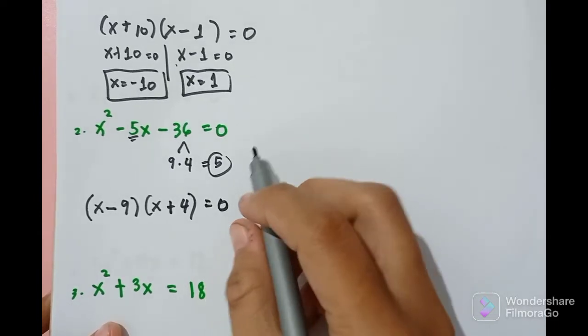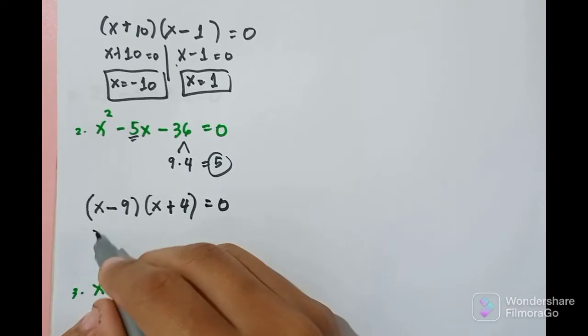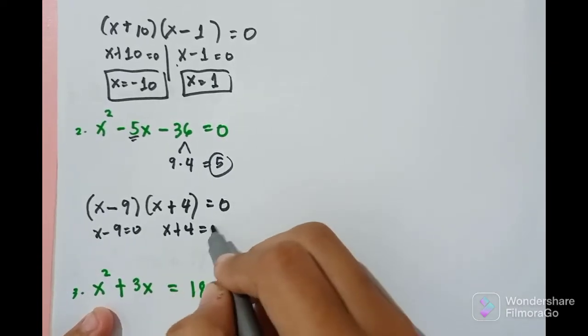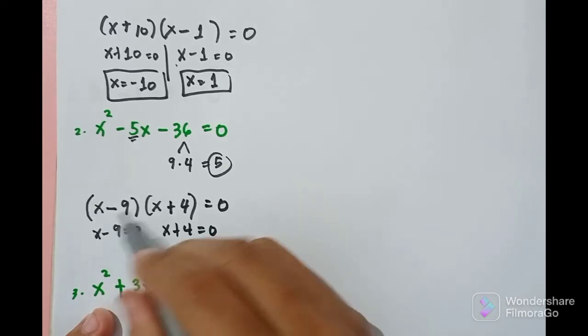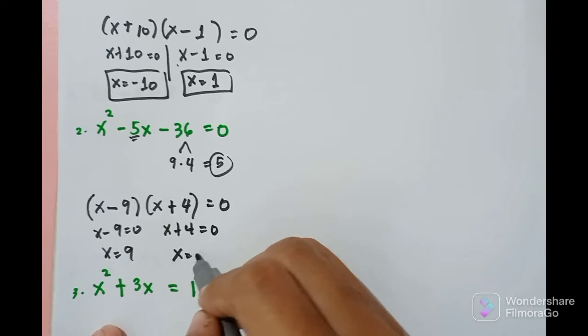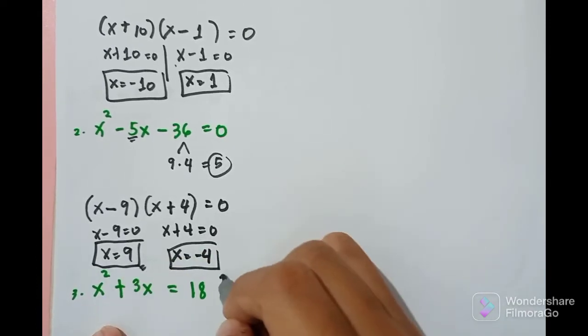So equate natin yung both sides, equate natin yung factors ng 0. So magiging x minus 9 is equal to 0, x plus 4 is equal to 0. So lipat natin si negative 9 sa kabila. So magiging x is equal to 9 and x is equal to negative 4. So ito yung values ni x.